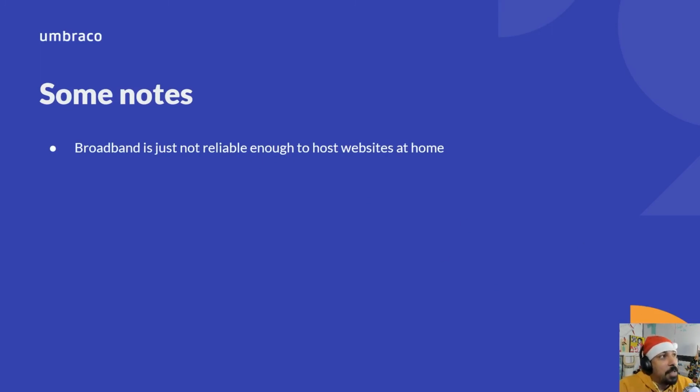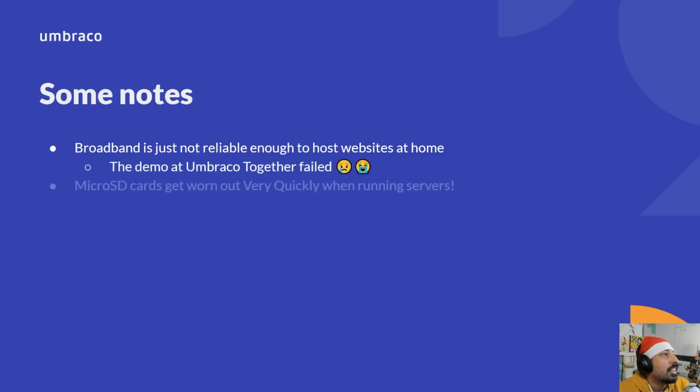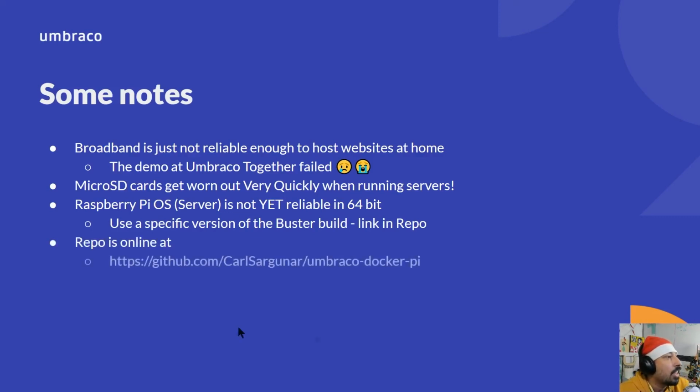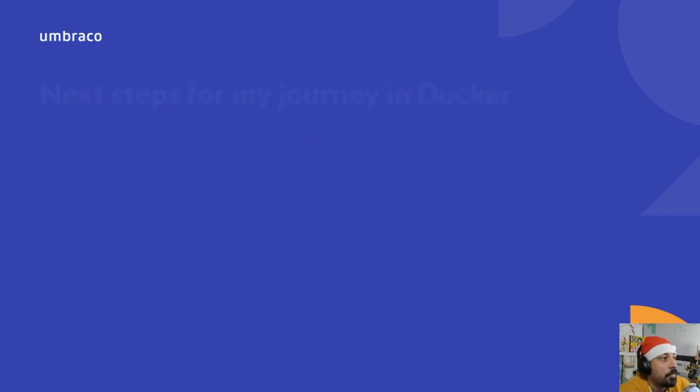On my previous attempt at this, I had hoped to host this online so that people can have a go, but I failed miserably at getting the internet connected, so I'm going to have to hold my hand up and say I'll try it another time when I've got better internet. Also had lots of problems with micro SD cards. It's worth investing in an SSD. Raspberry Pi, the 64 bit, is still a bit buggy, but there's a specific link in the repo to the version which I used, which is the most stable version, so I'll put some details on that. The repository is online here, and I'll tweet this out again, so go have a look, go have a play.